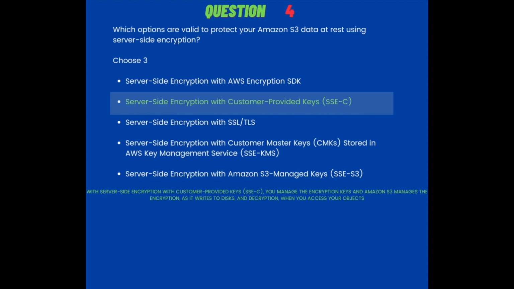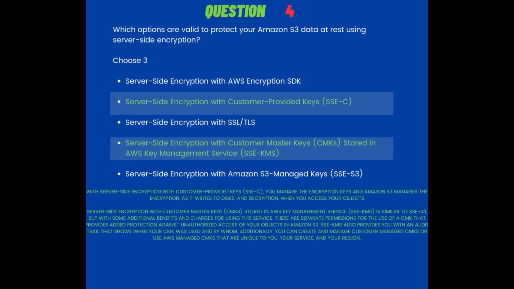Third, server-side encryption with SSL/TLS. So surely this is not an option, because SSL and TLS are generally used for data in motion. They are not for data at rest. So obviously the first is not an option, and the third one is not an option. So the remaining two most probably will be correct answers too. Server-side encryption with customer master keys (CMKs) stored in AWS Key Management Service (KMS). Definitely, it is an answer. You can read more in the description below. I have provided a generic description on why this option looks correct to me.